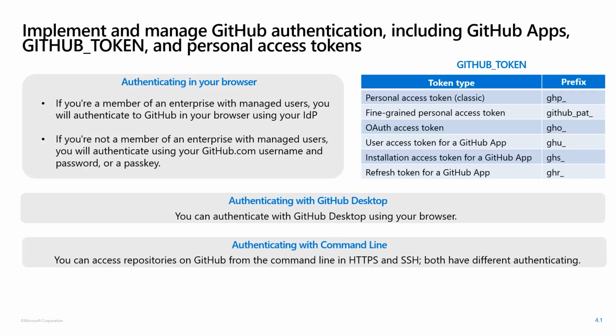For GitHub, review the steps for authenticating in your browser by entering your credentials or a personal access token, or a PAT, using GITHUB_TOKEN to interact with the GitHub API and GitHub Packages. And learn the different token types such as user, installation, and workflow tokens. Also recall how to authenticate with GitHub Desktop by logging in with your GitHub account and how to authenticate on a command line by using Secure Shell or HTTPS.